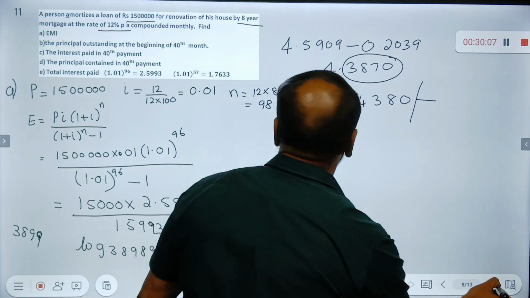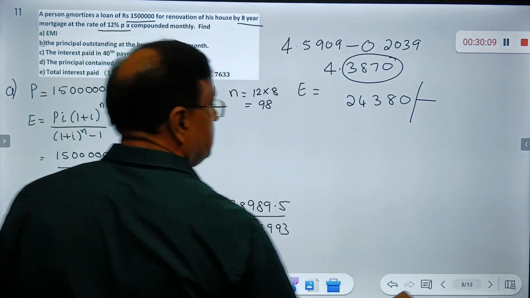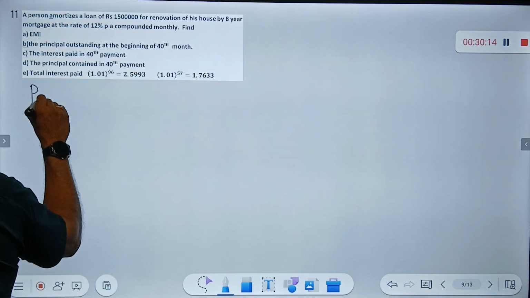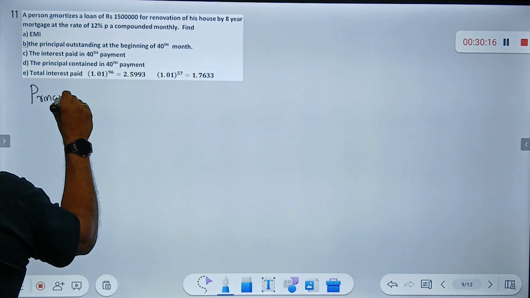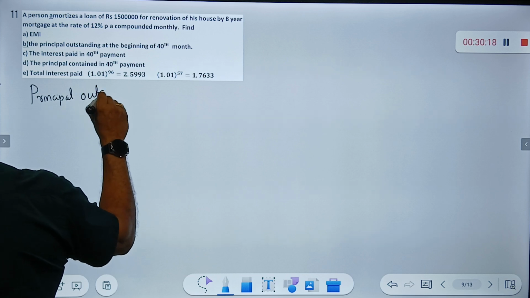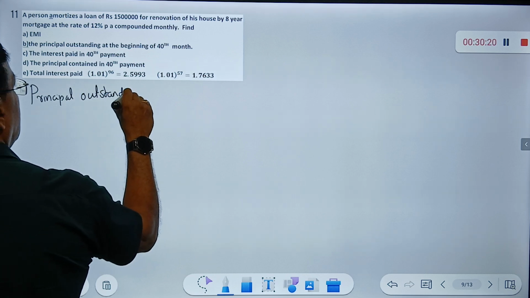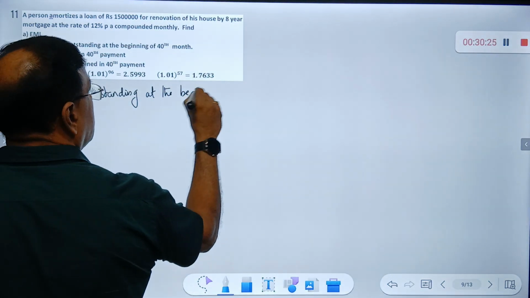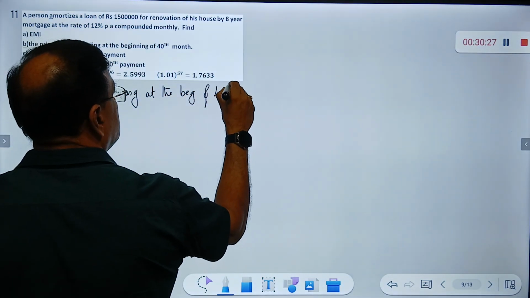Now the interest paid. Now there's the principal outstanding at the beginning of the 40th month. So what is the formula? Principal outstanding at the beginning of the 40th month. What is the formula?